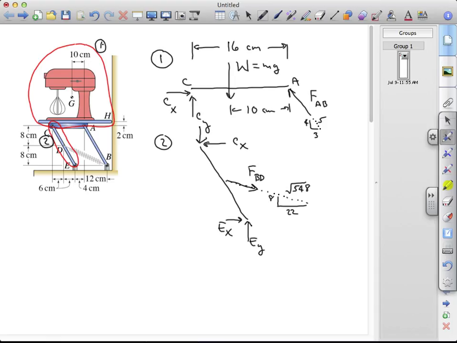And you'll notice our distances here are, we have a horizontal distance of 12 centimeters here and a vertical distance of 16 centimeters here.